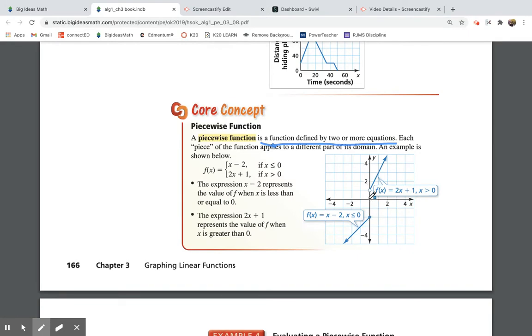So if we look at this graph, they show us, so at 0, if it's less than or equal to 0, talking about the x-axis, it uses the equation x minus 2. But if x is greater than 0, not equal to, but greater, so we have an open circle, it follows this equation, which means go up to 1, but it's an open circle, up 2 over 1 for your slope. It represents that one. So it tells us the expression, I can't talk, I'm sorry, y'all. The expression x minus 2 represents the value of f when x is less than or equal to 0. The expression 2x plus 1 represents the value of f when x is greater than 0.